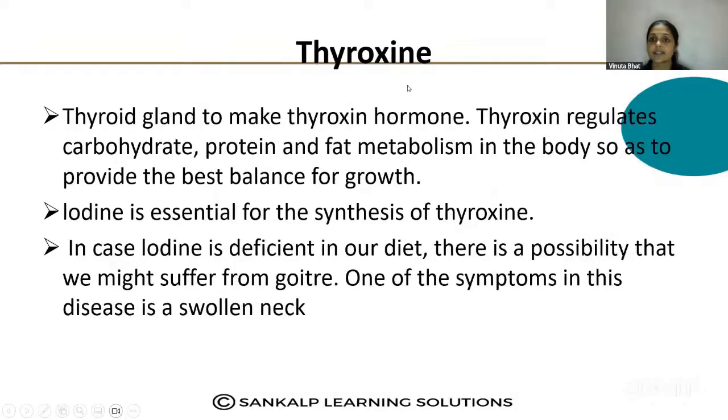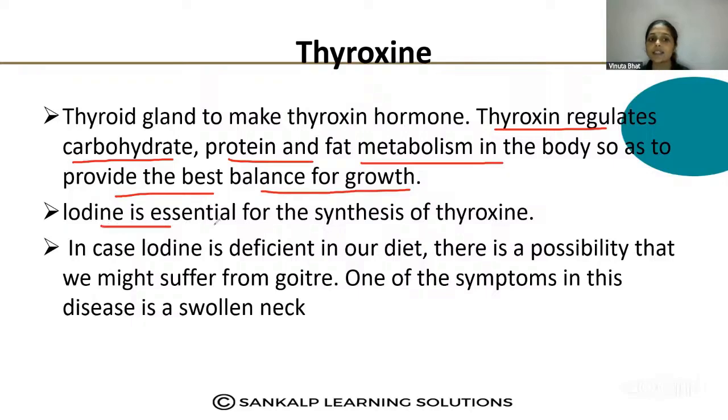Second one, that is the thyroxine hormone. This thyroxine hormone is secreted by the thyroid gland. Thyroxine regulates the carbohydrate, protein and fat metabolism in the body. So it provides the best balance for the growth. Iodine is essential for the synthesis of thyroxine.